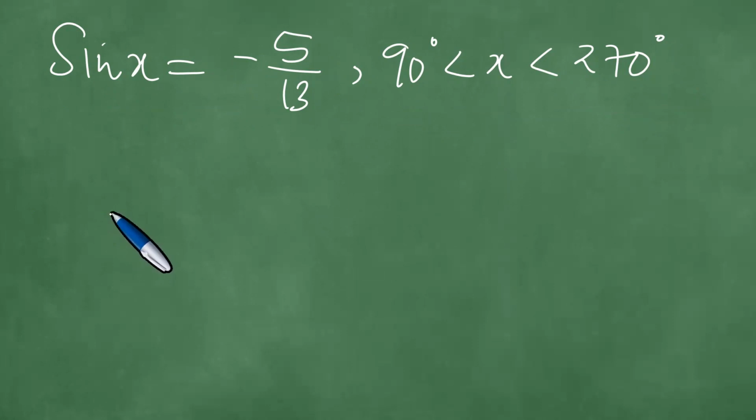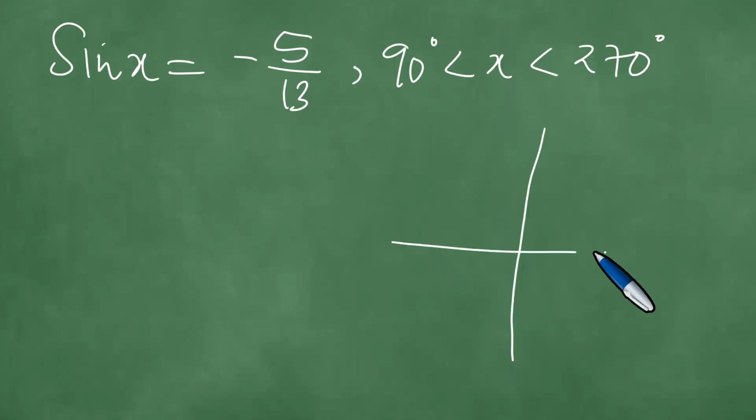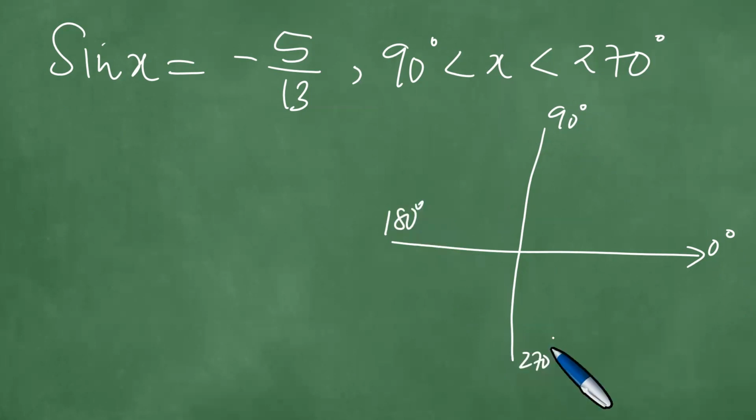Now, what do we do with this? We need to draw a diagram. How do we draw the diagram? In drawing the diagram, we draw a vertical line and we draw a horizontal line. And we need to recall the 0, 90 degrees, 180 degrees, 270 degrees, but also remember the 360 degrees. So note these things.